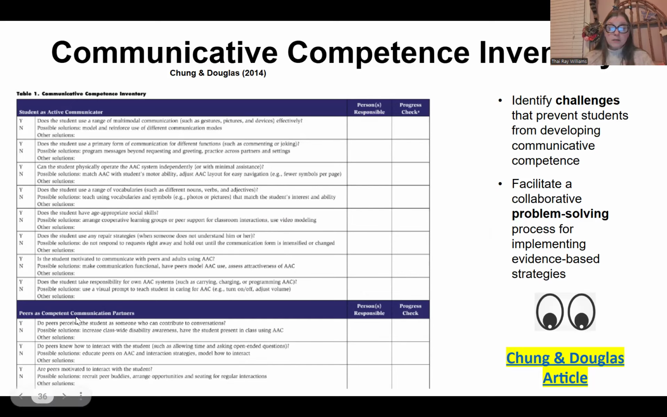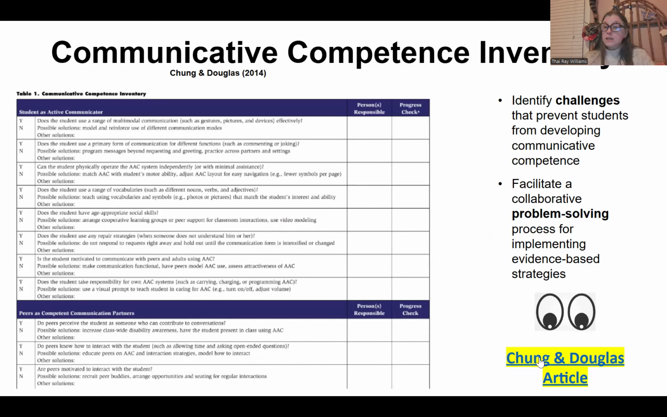When you're looking at a peer as a communication partner and seeing if they are competent, one of the things you want to determine is, do students perceive the student as someone who can contribute to conversations? Because there are people who don't believe some of our students, especially those with complex communication needs, are competent communicators who can contribute to a conversation. If the students do believe that, you keep moving, and if they don't, then you increase class-wide disability awareness and have your student with complex support needs use the AAC in the presence of the class so the students can see that the student is a competent communicator.